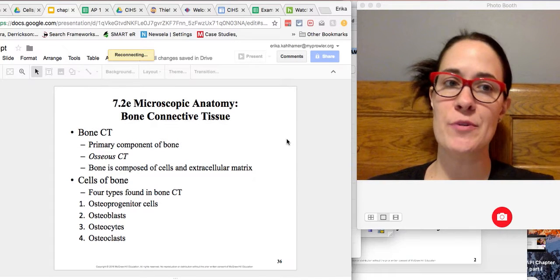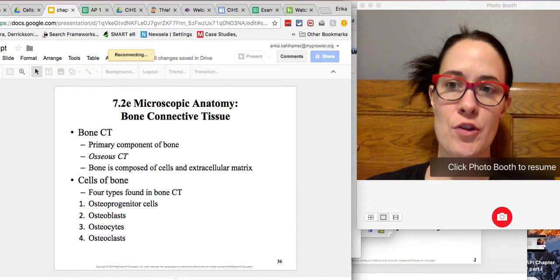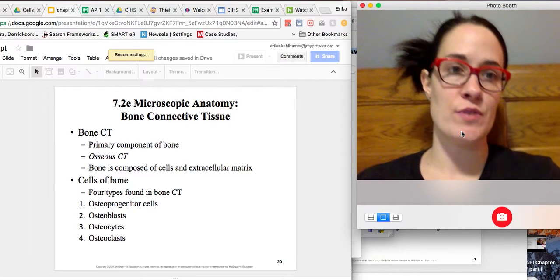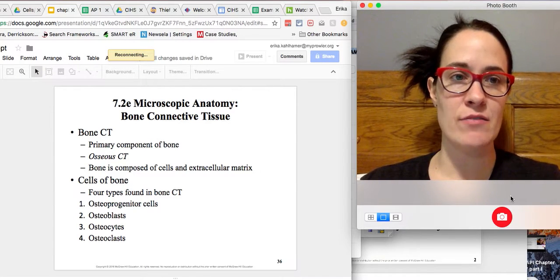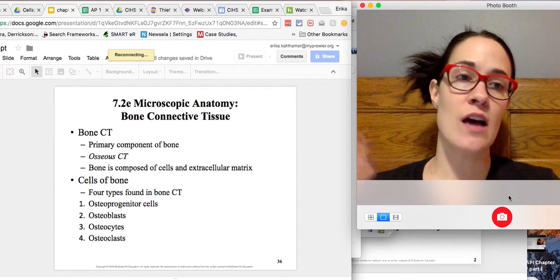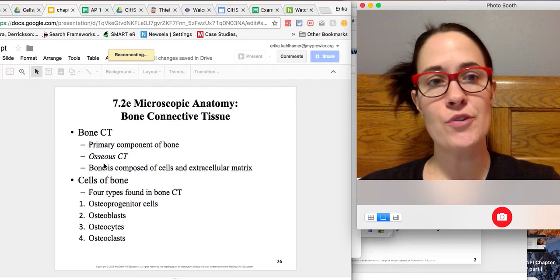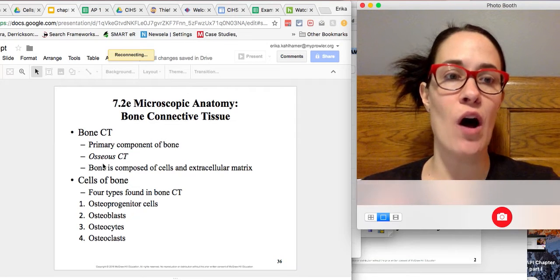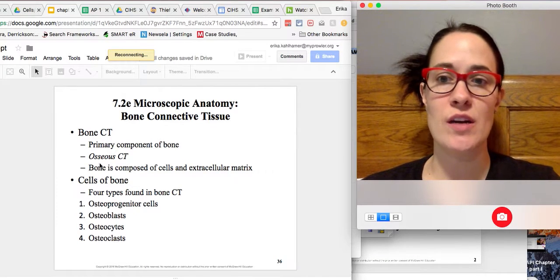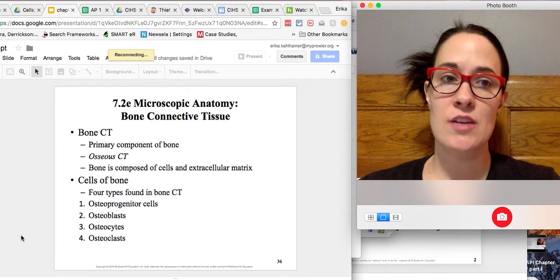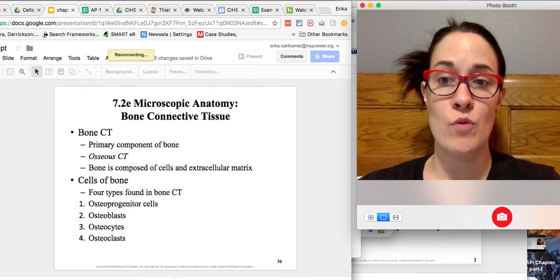Okay, so this is chapter 7, part 3. We're going to talk about the bone connective tissue, the microscopic bone tissue. Bone tissue is connective and it's made up of cells, and the material outside of the cells is called the matrix. Another way to say bone tissue is osseous connective tissue, and you're going to see this prefix osteo many times within chapter 7 because it's talking about bone tissue.